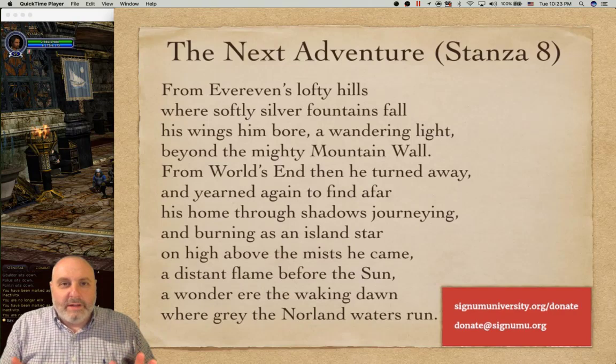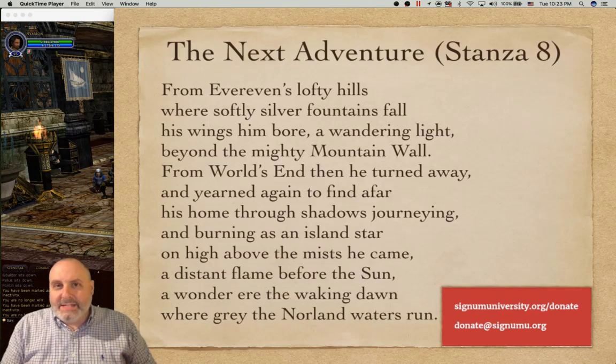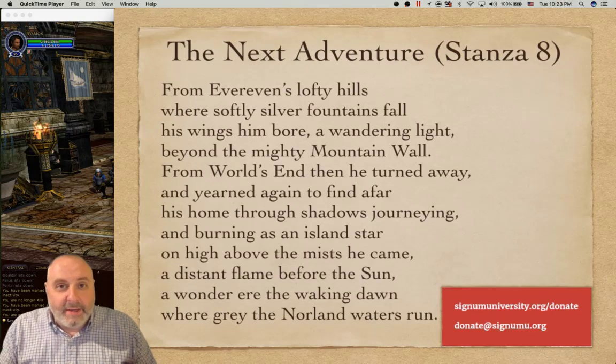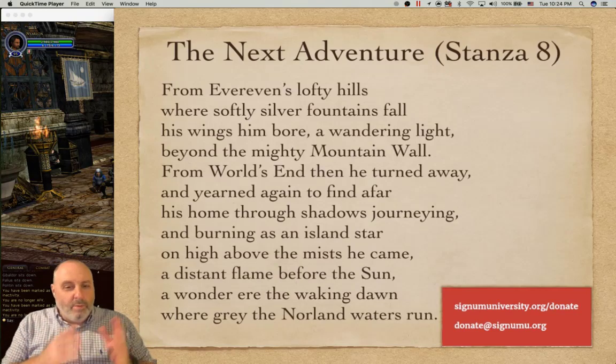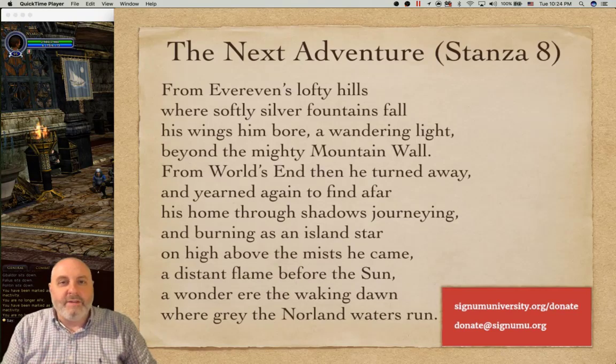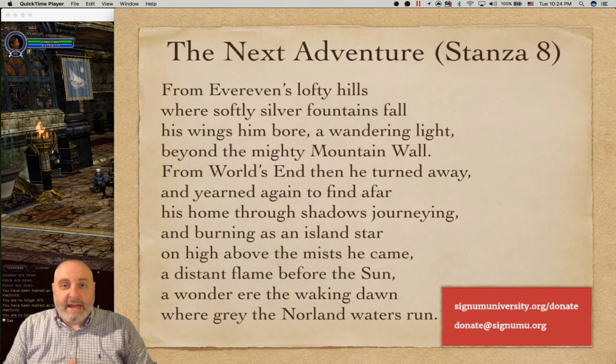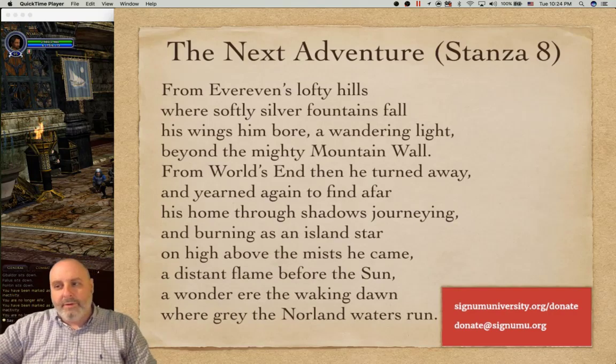Not only is he only a pronoun in this sentence, but it's like the flying is something that's happening to him, right? He's still sort of the object of the action, even though wings bore him. His wings bore him is an active verb. I agree. It still does suppress the primary subject, right? This is not, then Earendil flew a wandering light.